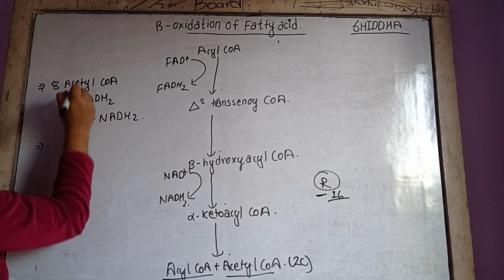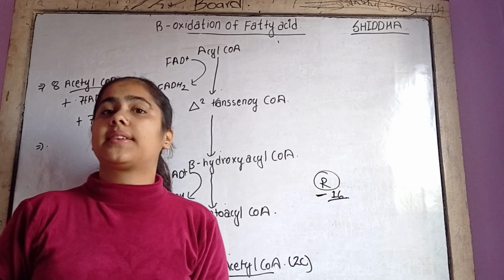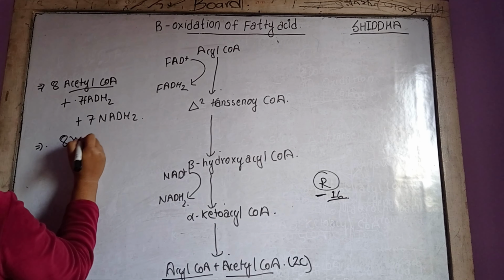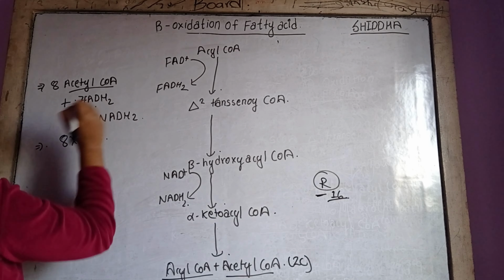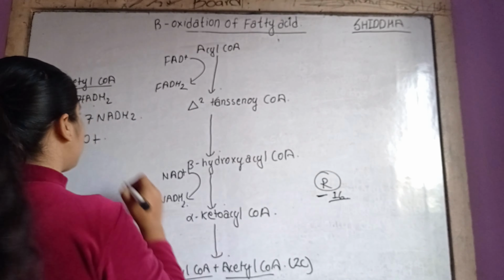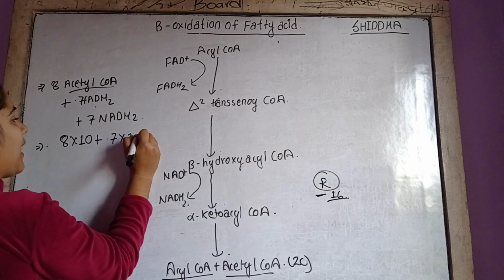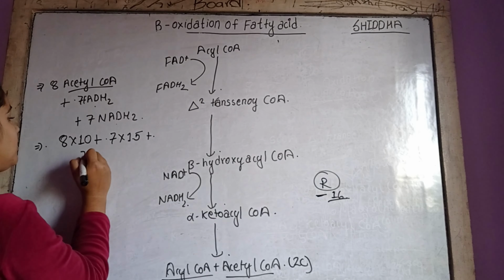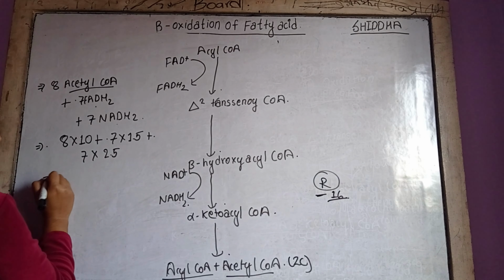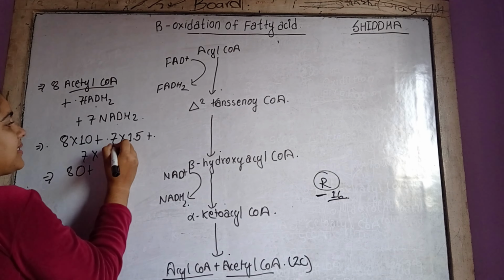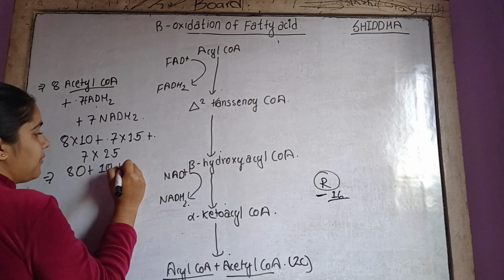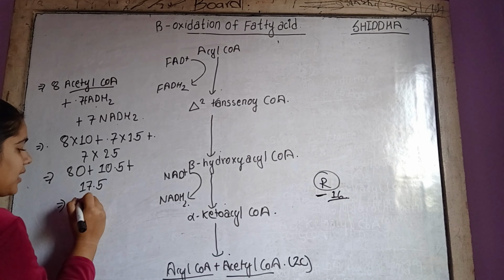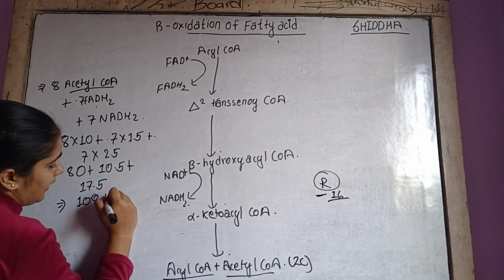Acetyl coenzyme A, when it enters the Krebs cycle, will give 10 ATP. So we will have 8 into 10 ATP, plus FADH2 will yield 1.5 ATP, so 7 into 1.5 ATP, and NADH2 will yield 2.5 ATP, so 7 into 2.5 ATP. So altogether we will have 80 plus 7 into 1.5, that is 10.5, plus 7 into 2.5, that is 17.5, and altogether 108.